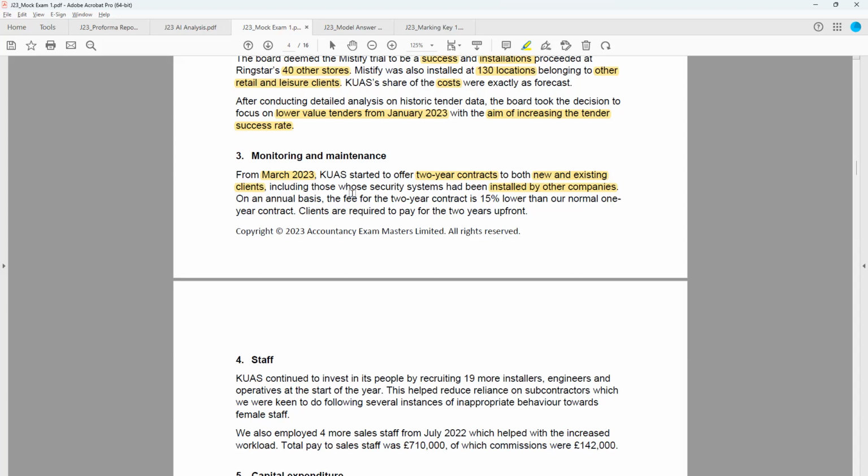So we're told that on an annual basis, the fee for the 2-year contract is 15% lower than our normal 1-year contract. Clients are required to pay for the 2 years up front. So what this is saying is on an annual basis, the fee is 15% lower. So it's a 2-year fee. If you divide it by 2, the amount is lower than what they'd pay for 1 year. Quite common. Usually when you sign up for a longer period, that will include some sort of a discount. And we can see that there is a discount there.